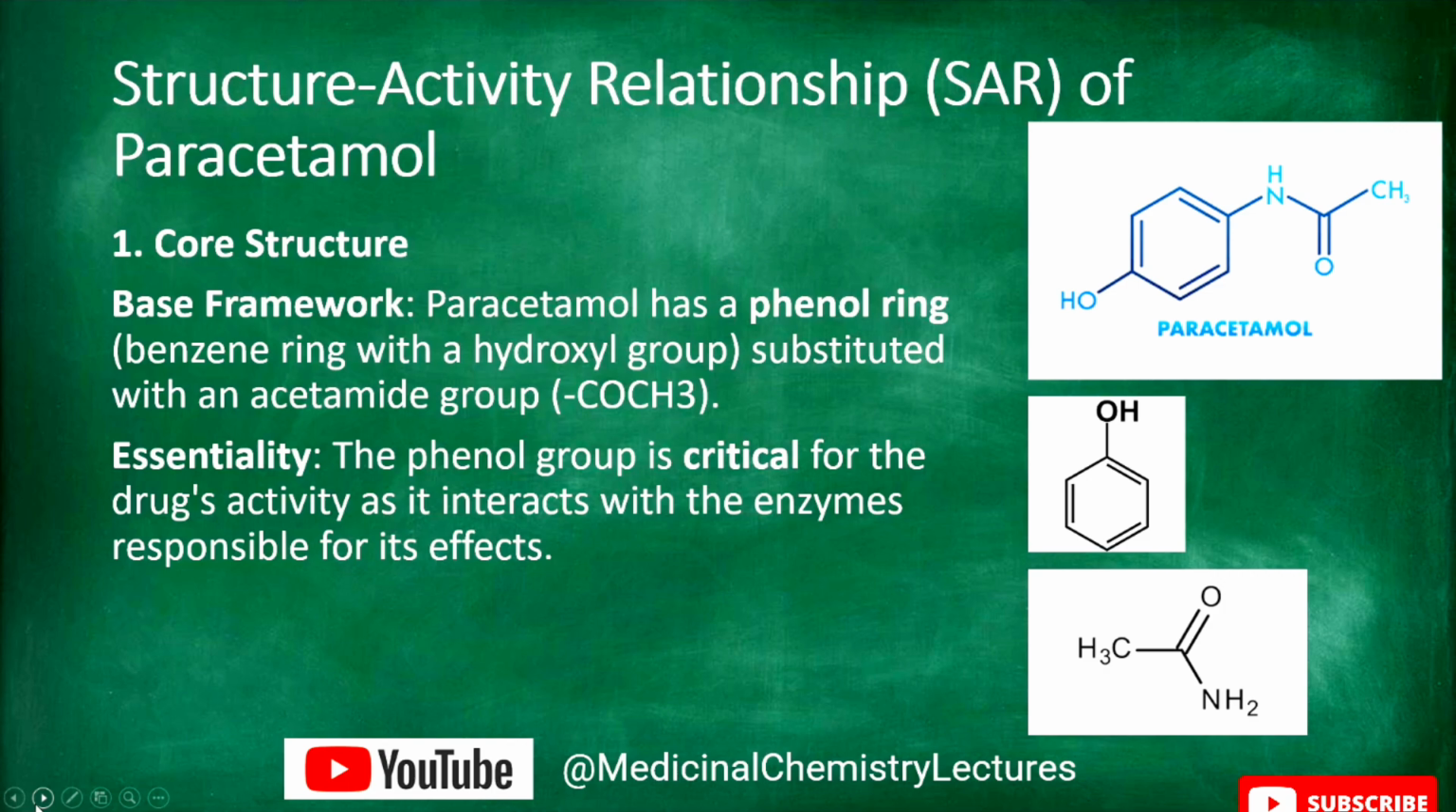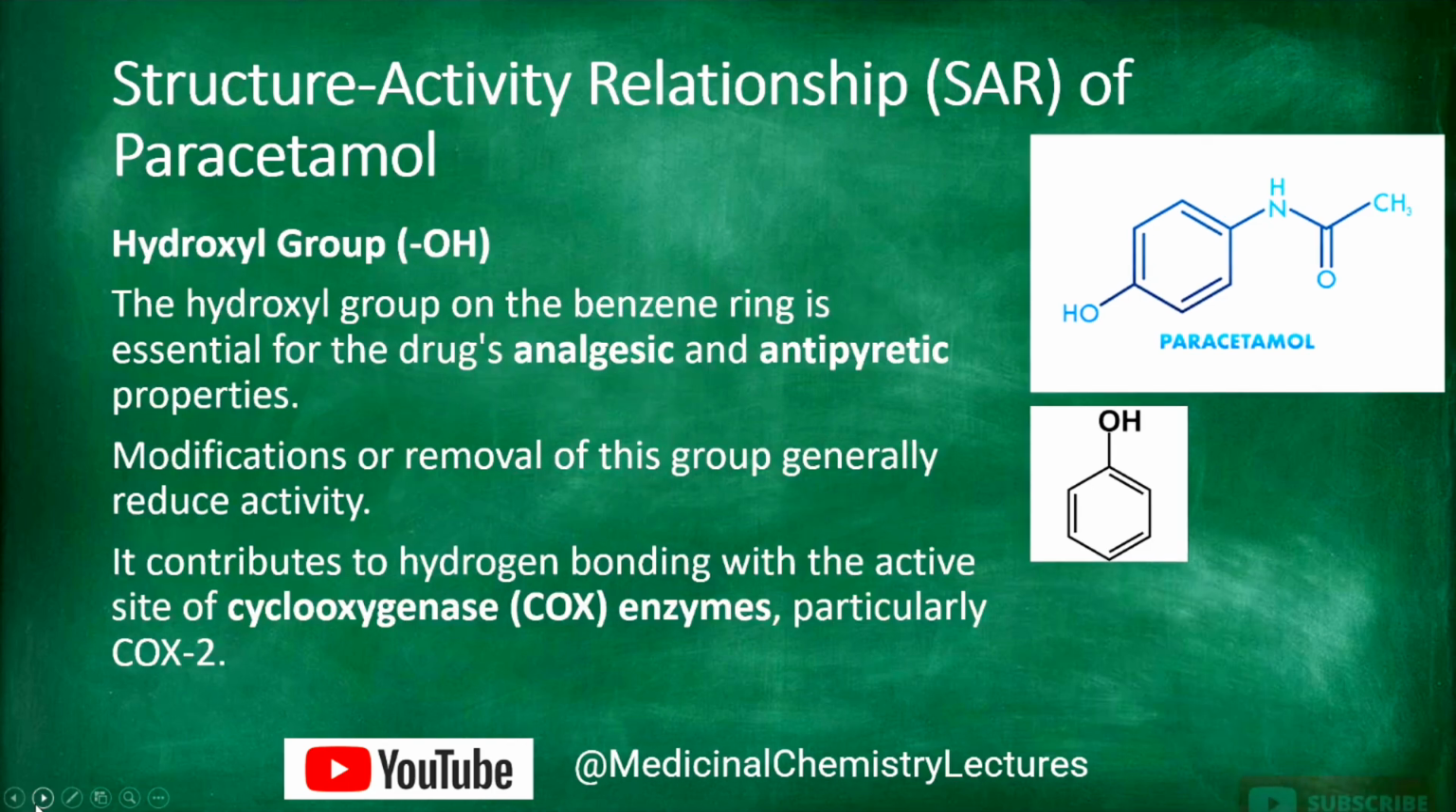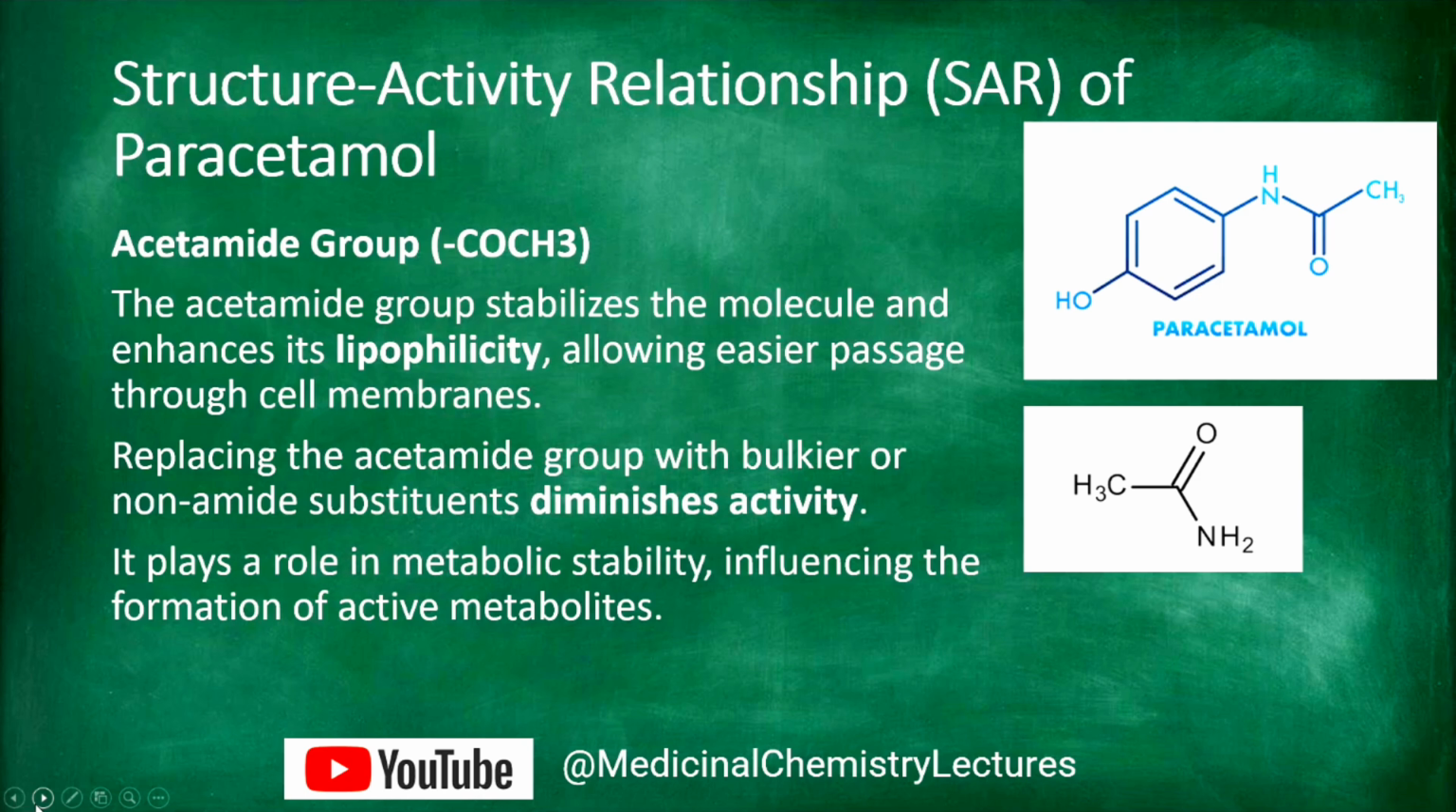Okay. Now next one is the hydroxyl group that is attached to the benzene ring. So the hydroxyl group on the benzene ring is essential for the drug's analgesic and antipyretic properties. The modification or removal of this group generally reduces the activity, and it contributes to the hydrogen bonding with the active site of the cyclooxygenase enzyme, particularly COX-2. So the role of OH or the phenol group is very important for the analgesic and antipyretic properties of paracetamol.